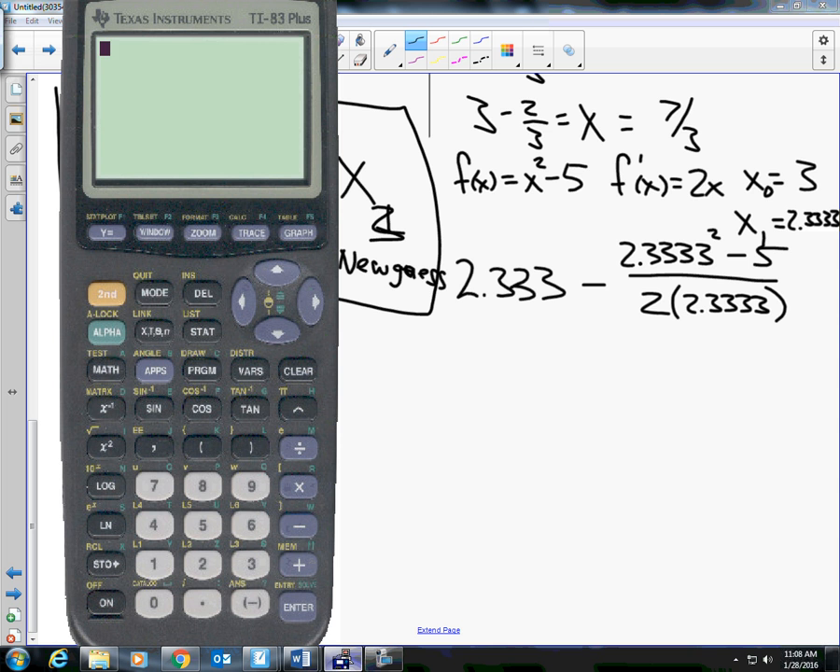Take out your calculators, because I'm going to show you something to save you time. 2.3333 minus parentheses 2.3333 squared minus 5 parentheses divided by parentheses 2 times 2.3333. I just type it in. I press enter. I got 2.2381.